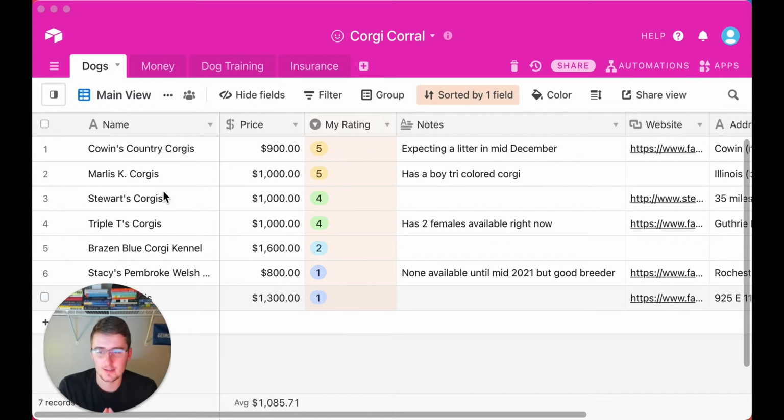Airtable is great because it's similar to Excel. You can track a lot of personal stuff in it. You can have a lot of personal data in here. So this is our dog search right here.